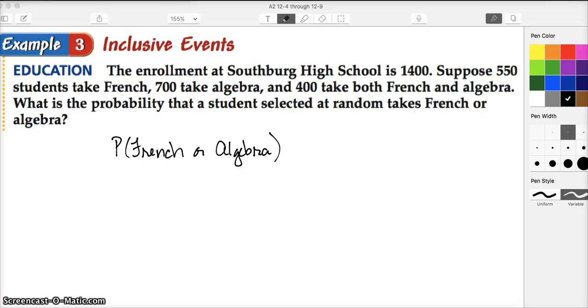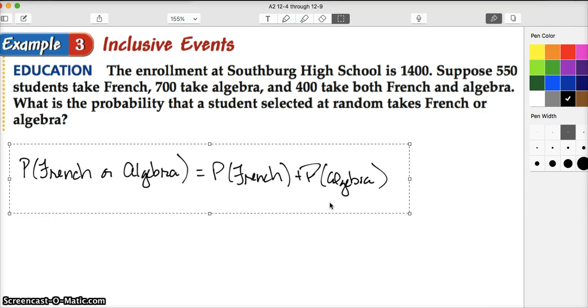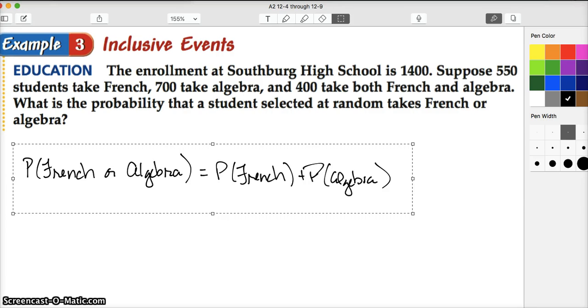So we're calculating the probability of taking French or algebra, and we're going to have to find the probability of students taking French, and add to that the probability of students taking algebra as well. But in this case, we've actually double counted, right? There are some students who are taking both French and algebra. It's like if I'm checking my rows and I count all the French students, and then I count all the algebra students, there are definitely names on both lists. So I need to subtract out a certain amount, and that amount is the students who are taking both, so I can avoid that double counting.